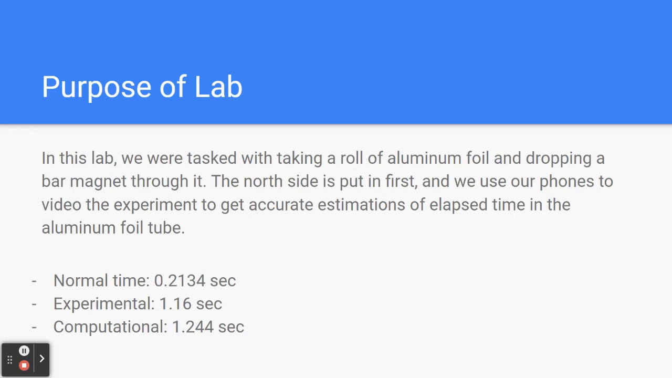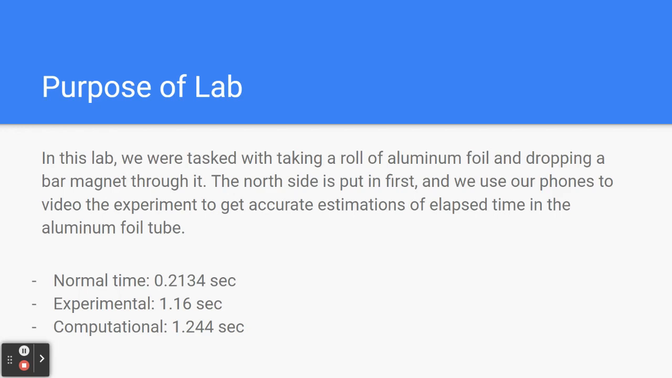My introduction. In this lab, we were tasked with taking a roll of aluminum foil and dropping a bar magnet through it. The north side is put in first to induce a current from the aluminum foil, and we used our phones to video the experiment and got an accurate change of time between when the magnet was dropped into the tube and when it appeared out of the tube.